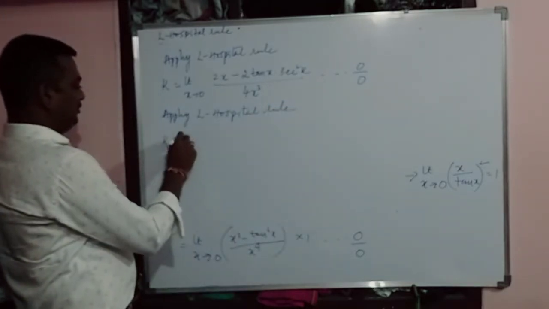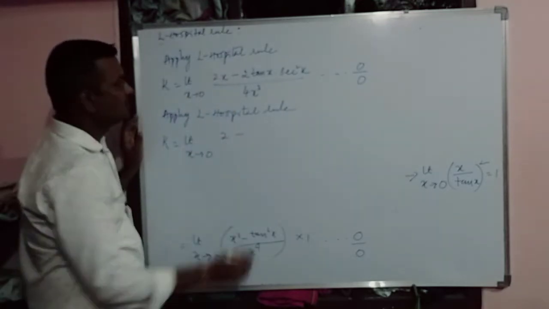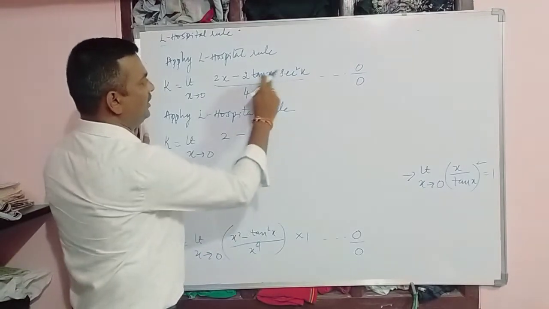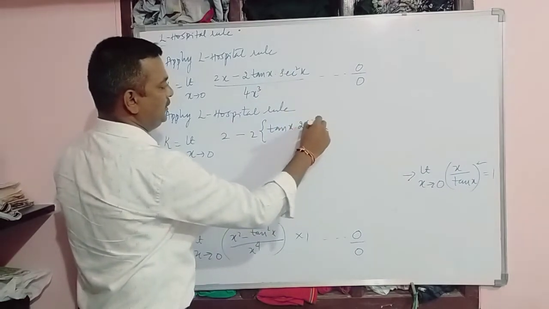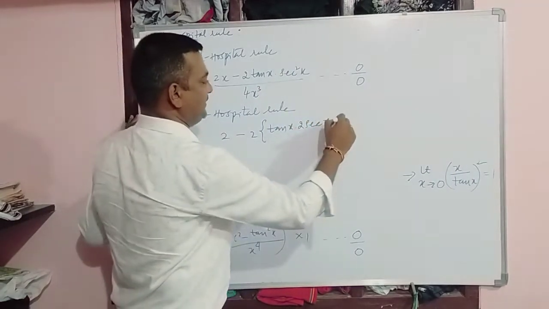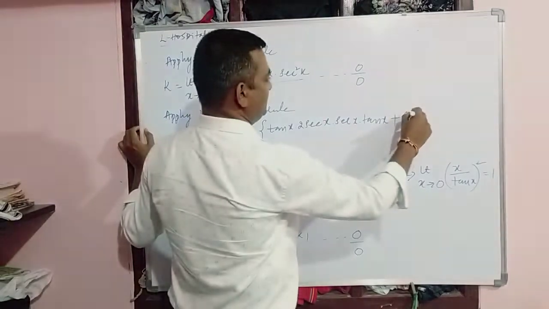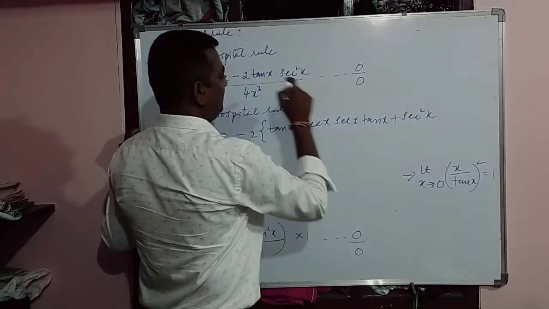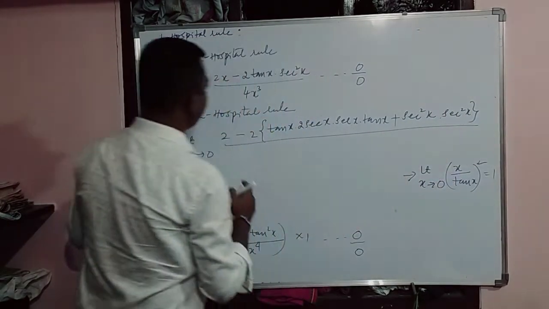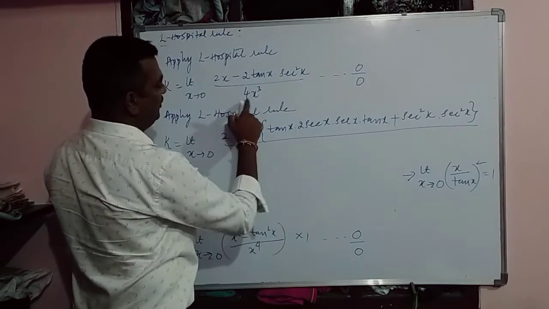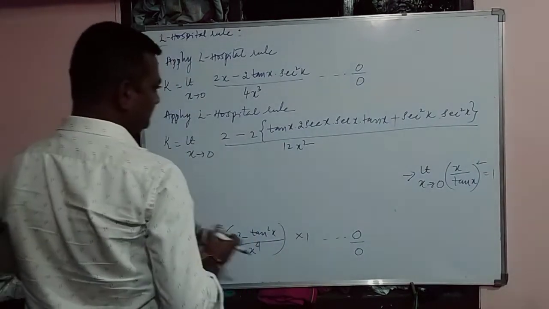So that is k is equal to the limit as x tends to 0. Differentiation of 2x is 2, minus 2 times, applying the product rule: first function tan x, differentiation of secant square x is 2 secant x, again differentiation of secant x is secant x tan x, plus second function is secant square x, differentiation of tan x is secant square x, divided by 4x cube, whose differentiation is 12x square.